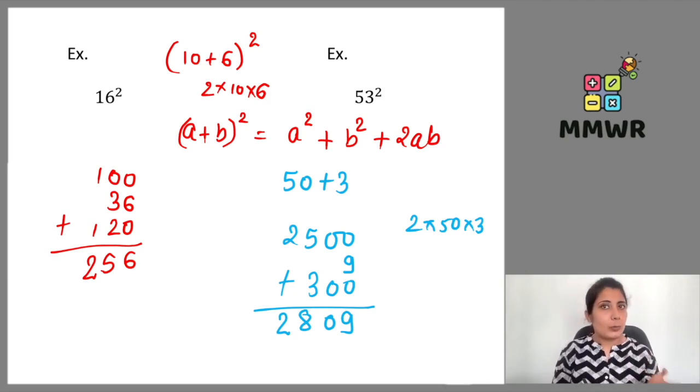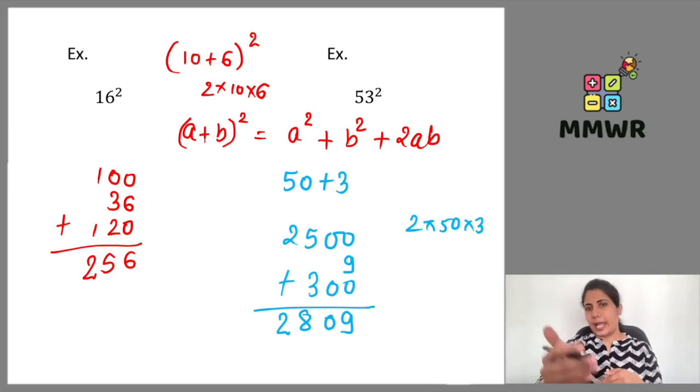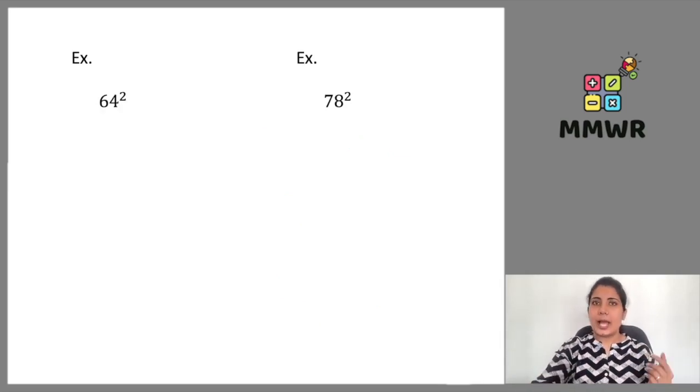You can take the help of the column method to cross check it. So 2809 is the answer. How am I doing this without writing this much? Because I have practiced a lot.